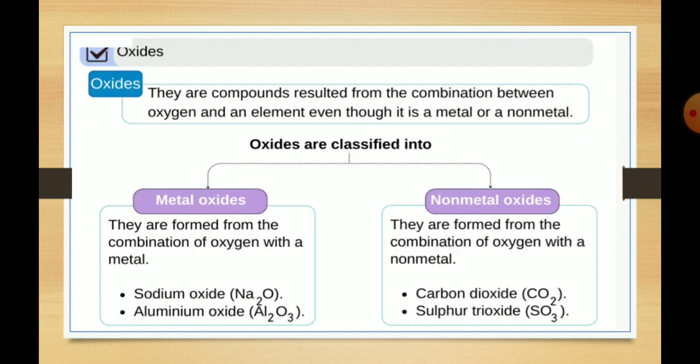What about oxides? They are compounds resulting from the combination between oxygen and an element, whether it is a metal or non-metal. So oxides are classified into metal oxides and non-metal oxides.